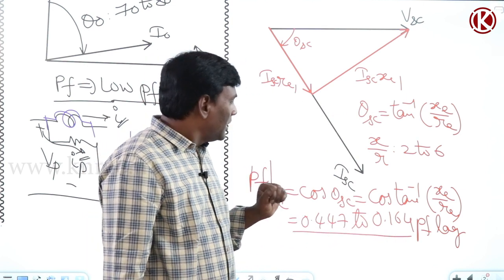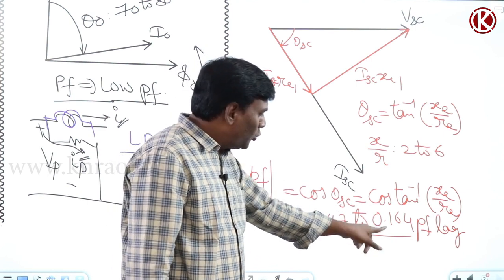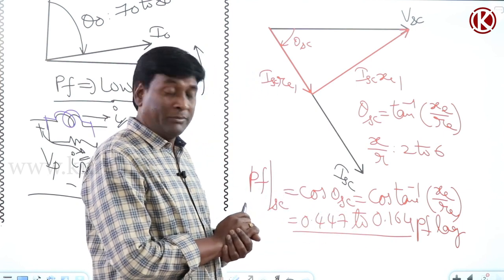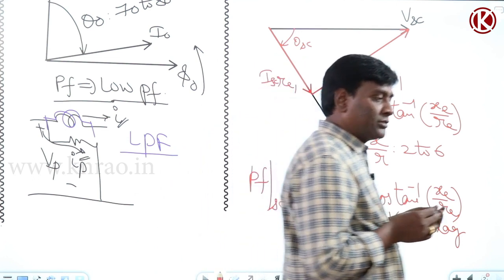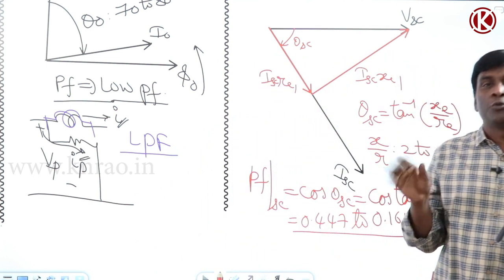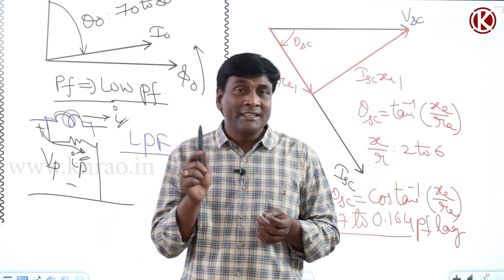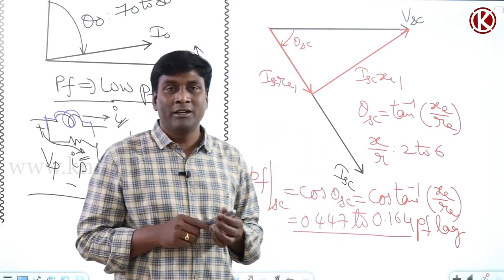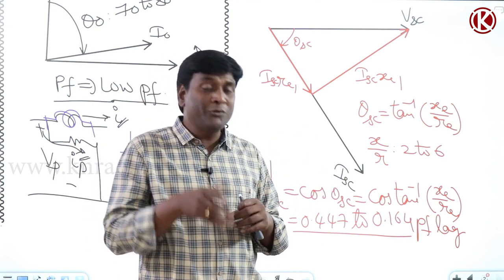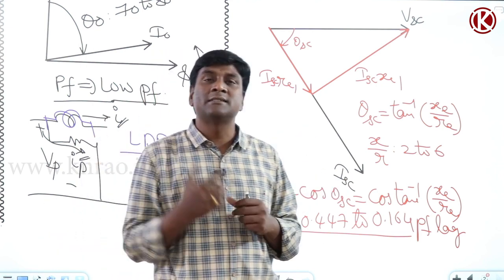So the variation is going to be 0.16 to 0.44. So logically speaking, is it low power factor or high power factor? As I told you previously also, if the king's first wife is good, that does not mean the king's second wife is bad. The first wife might be good, the second wife also might be good. We have to investigate her separately.